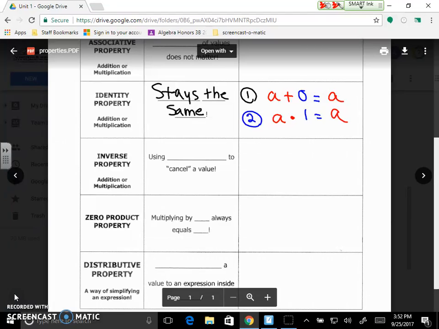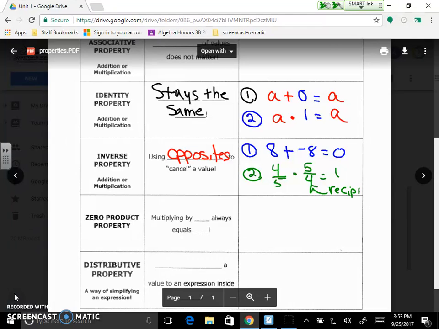Okay? Let's look at the inverse property. Opposites. Using opposites to cancel a value. So example, we'll say 8 plus negative 8 equals 0. I'm using the same colors now. And then number 2, we can say 4/5 times the reciprocal 5/4 equals 1. And we'll write this on here. Reciprocal. Okay, so it equals 1.